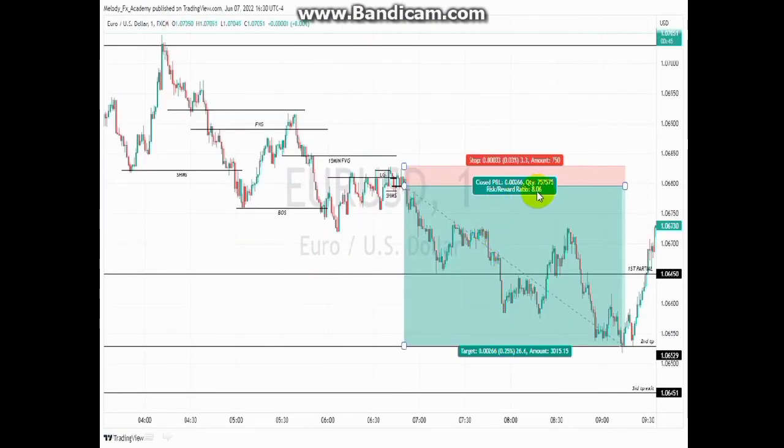about 8-to-1 risk to reward ratio. Okay, 8-to-1, as you can see, 8.06. Okay, so that's an 8-to-1 risk to reward ratio. Okay, so that is just that for this live trade experience. Okay, so I do hope we have learned one or two things from this.